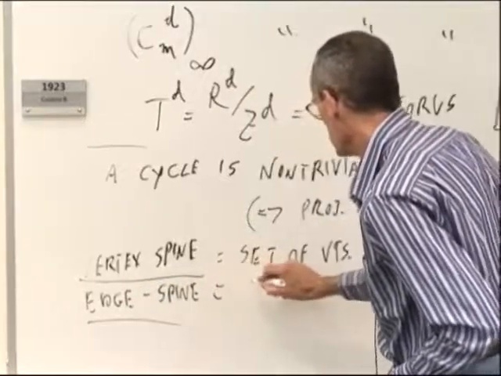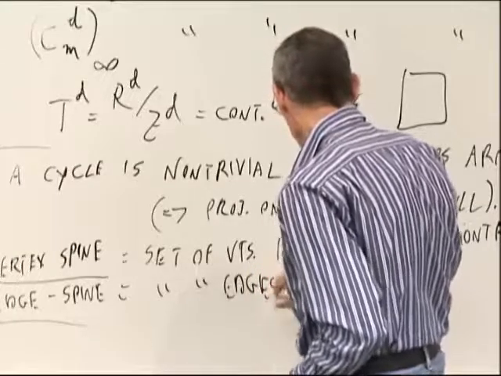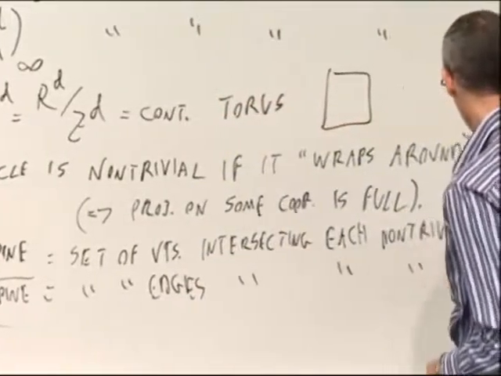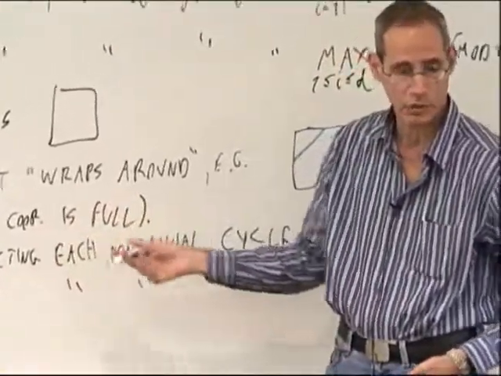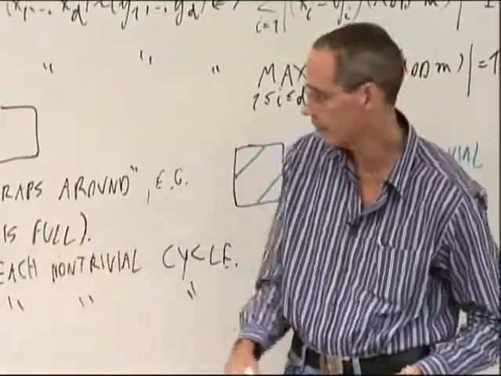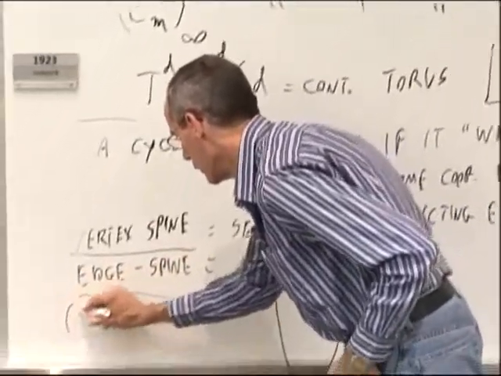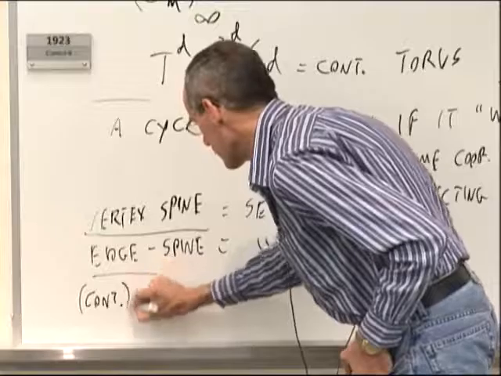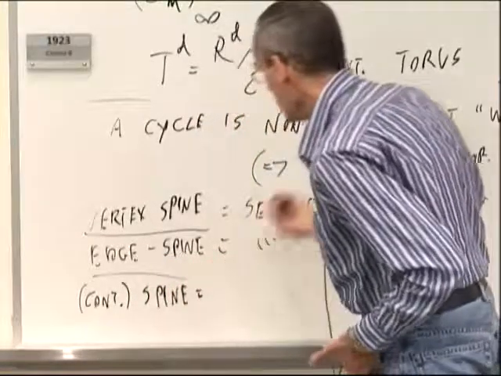So as you can guess, this will be a set of edges intersecting each non-trivial cycle. So if we delete this set of edges, no non-trivial cycles remain, and same for the vertices here. And then we have a continuous spine, so maybe I'll just call it a spine.